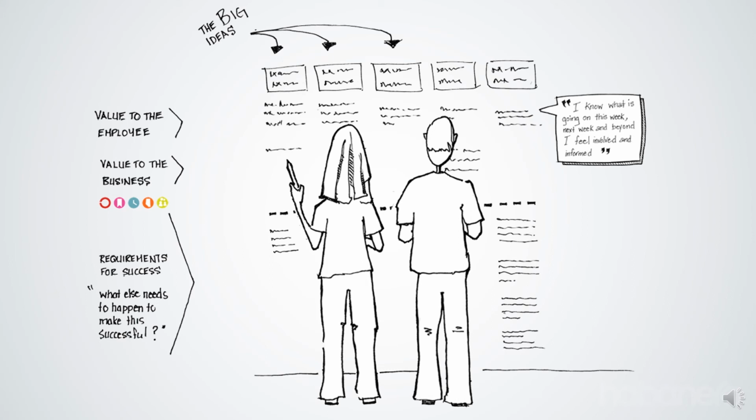And then down the left-hand side, we're going to have another set of headings that are the row titles. Because we're creating user-friendly records management, the first row title is going to be value to the employee. Then the next one is value to the business, design principles, and so on and so forth. The reason for including the design principles here is that all we're looking to do is understand whether or not a big idea is supporting that design principle or not supporting that design principle.